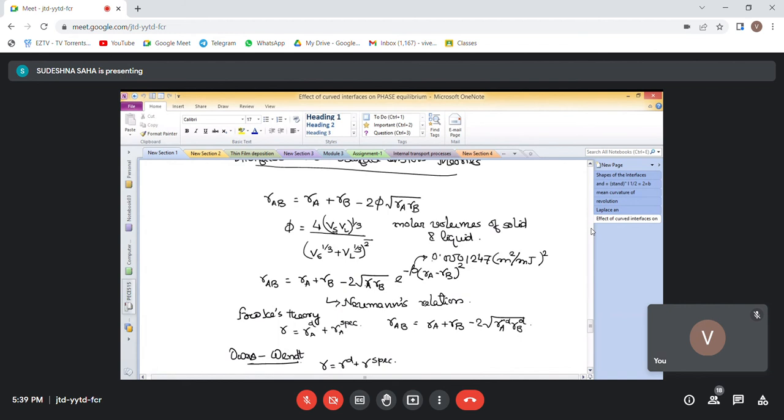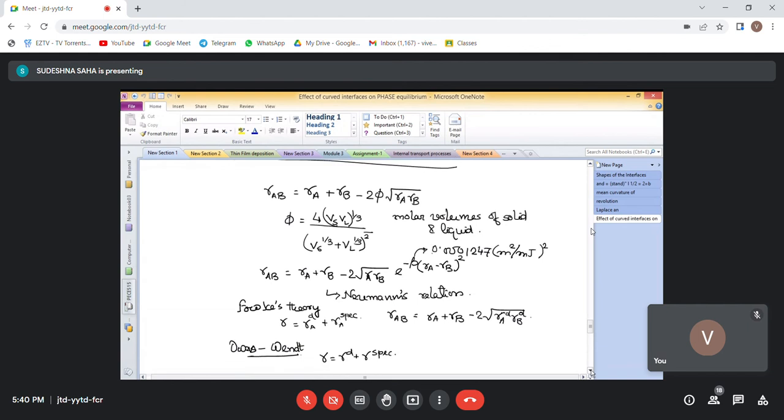Now, this is known as Neumann's relation. Using this also, you can calculate the interfacial tension between two surfaces. This will be given as gamma A plus gamma B minus 2 square root of gamma A gamma B, e to the power minus beta times gamma A minus gamma B whole square, where beta is mostly a constant, and the value is 0.0001247 meter square per millijoule whole square. You don't have to remember this value. If there are problems coming out of this Neumann's relation, then obviously I will provide this beta value.